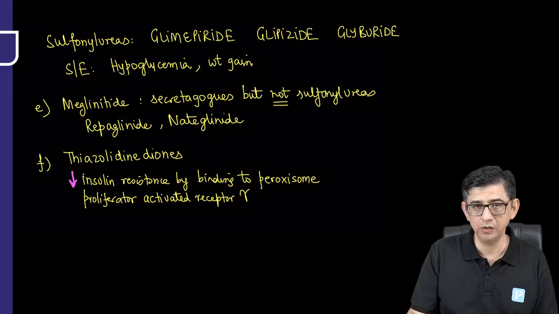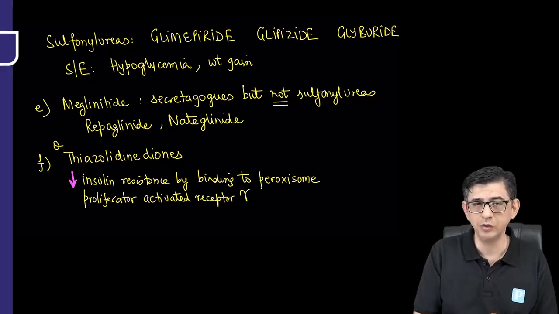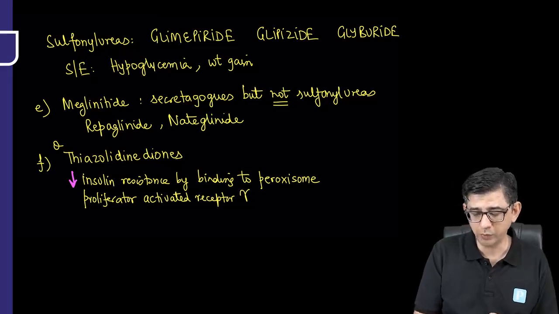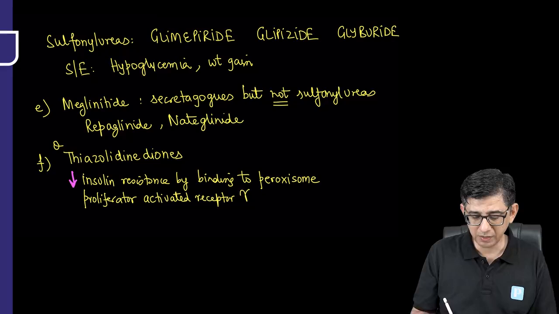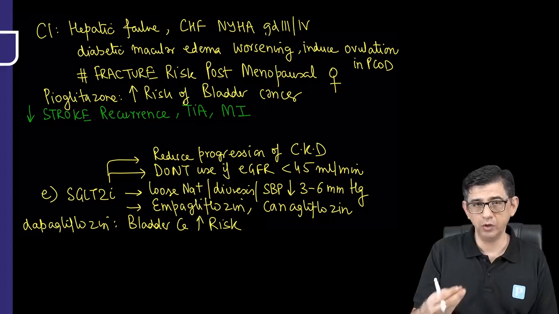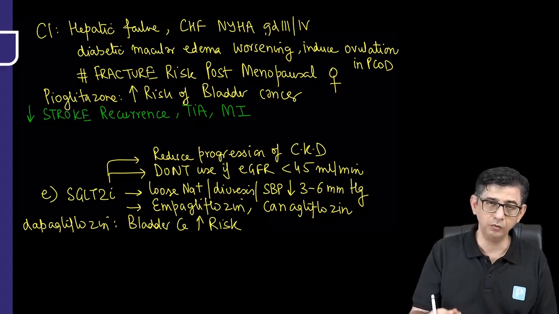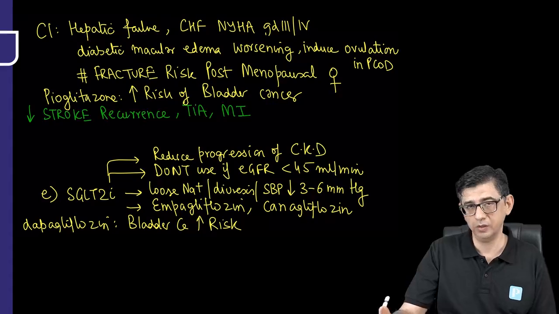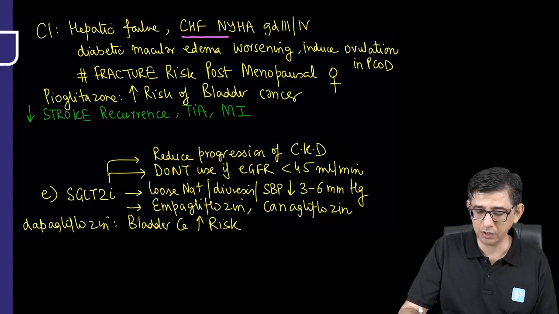Then comes thiazolidinediones, on which a large number of questions can come. Thiazolidinediones, how do they act? They decrease insulin resistance, receptor resistance, by activating or binding to the peroxisome proliferator activated receptor PPAR gamma. But then lots of times the side effects related to these drugs are the ones which are usually asked. Like I was teaching you which drug will be causing a reduction in CV mortality, like semaglutide. Now I'm saying the opposite: which drug would be contraindicated in a diabetic with heart failure? Then the answer would be thiazolidinedione. So molecules like pioglitazone and rosiglitazone are not recommended in patients with heart failure.